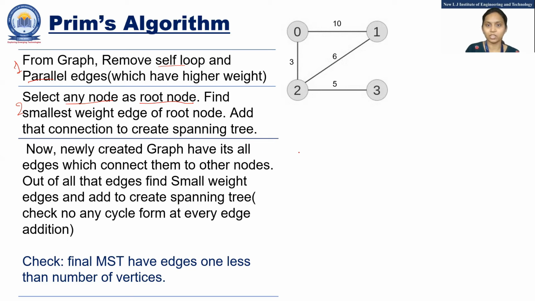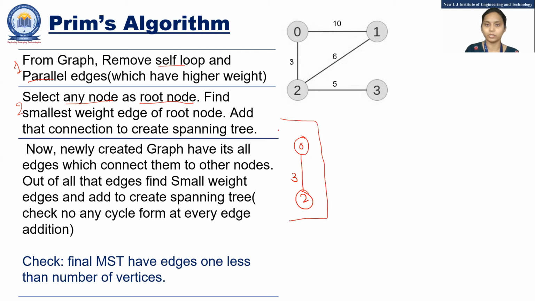Now here I can start with any node, so let me start with 0. How many edges does 0 have? 2 edges, 3 and 10. So what is minimum? 3. So let me add it. Now look at here.